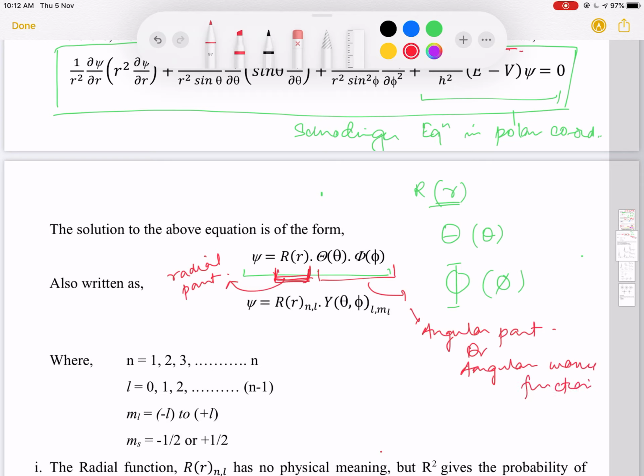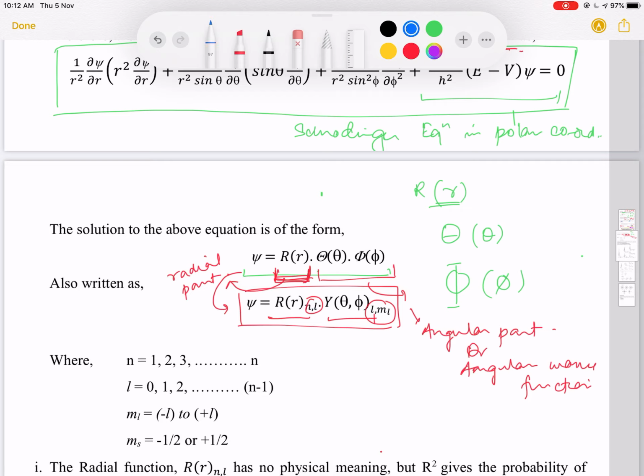So this is the solution of the Schrödinger equation. We can write this in this form also, as a function of r and as a Y function of theta and phi. Now here you get three more terms, n, l and ml. So what are these actually?